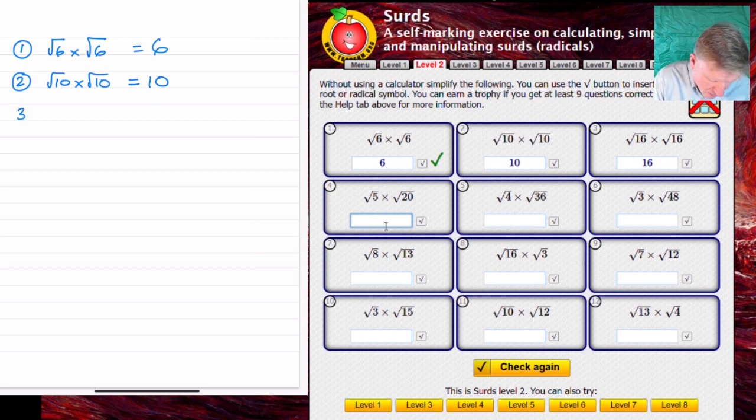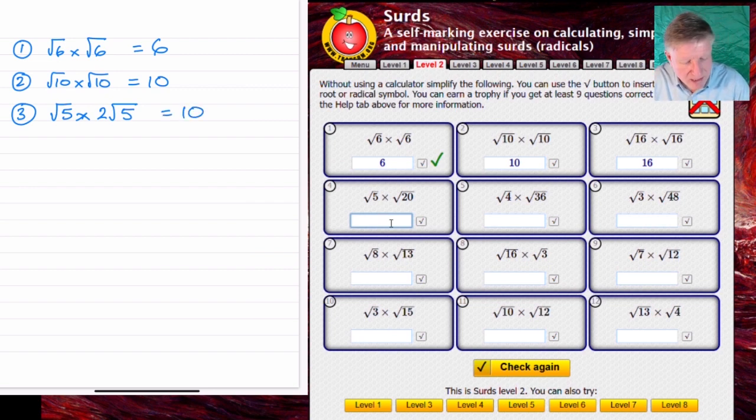Right, let's think of ways we can write this differently. So root 5, now 20, because it's 4 times 5, and 4 is a square number, the square root of 4 is 2, so I can bring that outside the square root sign, and that just leaves 5 inside. So I've now got root 5 times 2 root 5. Well, if I multiply the root 5 by the root 5, I will get 5, plus that factor of 2, that will give me 10 altogether. So the answer here is 10.